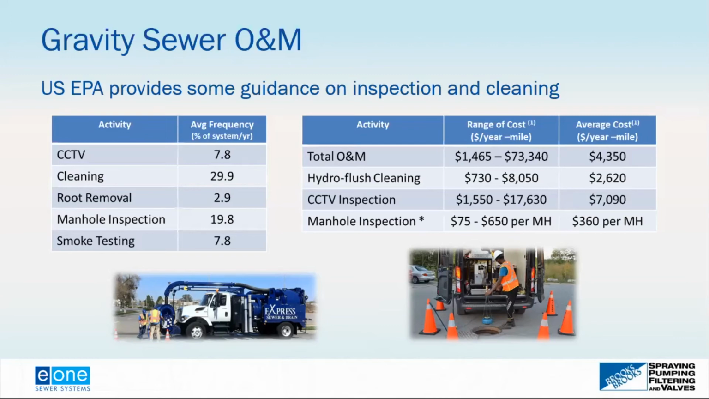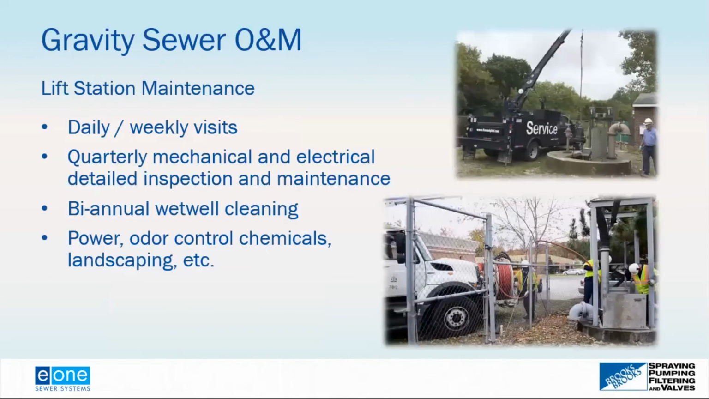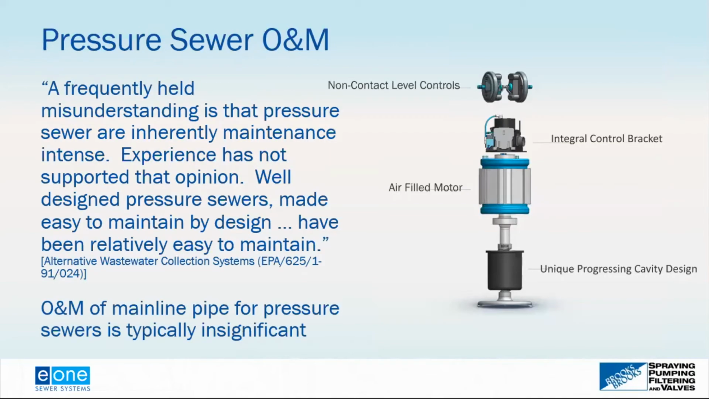And if you don't account for that in the early stages of the project, that creates a problem for you down the road. So you want to make sure as you go through the process, you capture all of the costs. That also applies to gravity sewer lift stations. A gravity sewer lift station is not only a big piece of mechanical equipment, but it requires daily or weekly visits, maybe quarterly mechanical and electrical detailed inspections and maintenance. The wet well has to be cleaned periodically. And then you have power, odor control, chemicals, and landscaping. So if you're looking at a gravity sewer system as part of the evaluation, and that gravity sewer system has a lift station, you want to make sure that you include the cost for that.